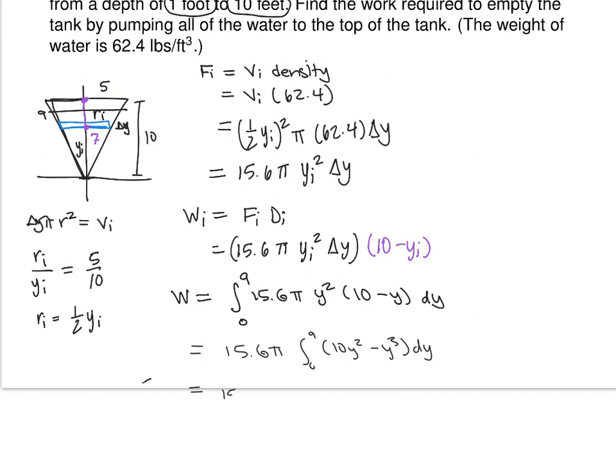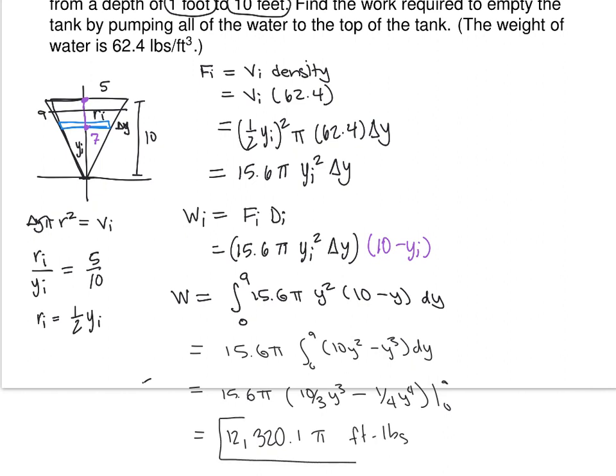So that's 15.6 pi times 10/3 y cubed minus 1/4 y to the 4th, evaluated from 0 to 9, which gives us 12,320.1 pi, and the units will be foot-pounds. That kind of question is probably appropriate for a take-home quiz, but probably won't occur on anything in class where you're timed.